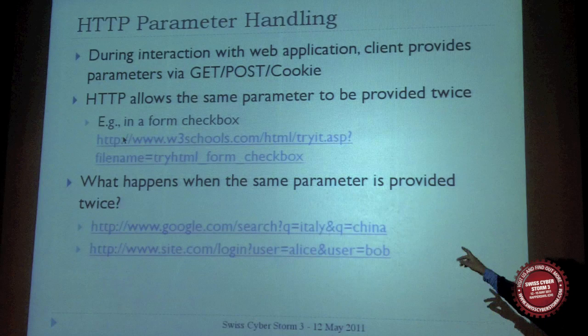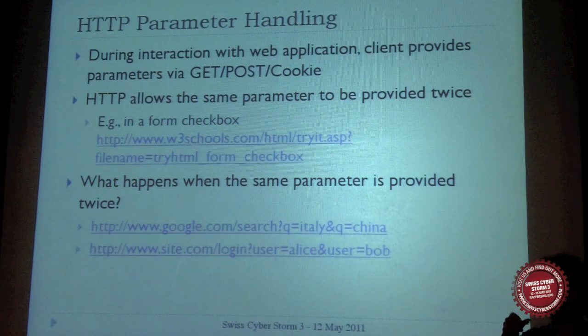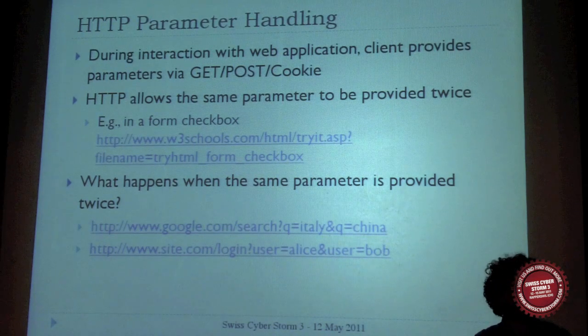Okay, so actually if you go to this link, there is a demo showing that when you have a form checkbox, say which article you want to buy, there are different articles, you select the article and submit the form. The same parameter is repeated multiple times. For example, you have article equal 1, article equal 5, and article equal 10. So the same parameter with the same name, called article, can be repeated multiple times. This is actually a feature of HTTP.